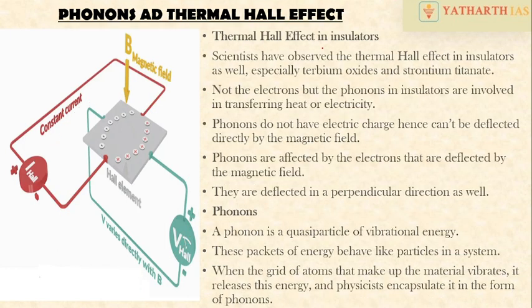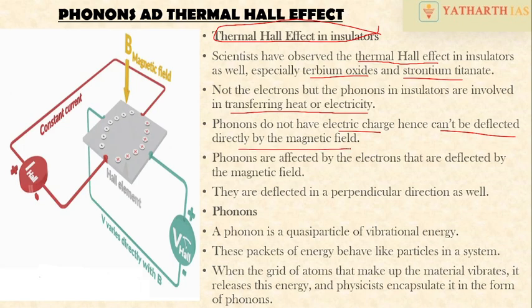So what is this thermal Hall effect in the insulators? The scientists have observed the thermal Hall effect in insulators as well, especially the terbium oxides and strontium titanate. So not the electrons but the phonons in insulators are involved in transferring the heat or electricity. Phonons do not have electric charge, hence they can't be deflected directly by the magnetic field. The phonons are affected by the electrons that are deflected by the magnetic field. They are deflected in a perpendicular direction as well.